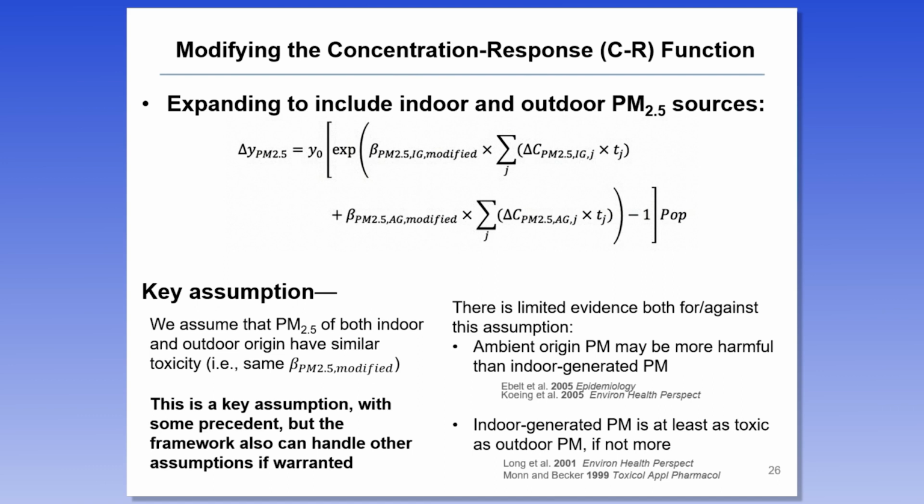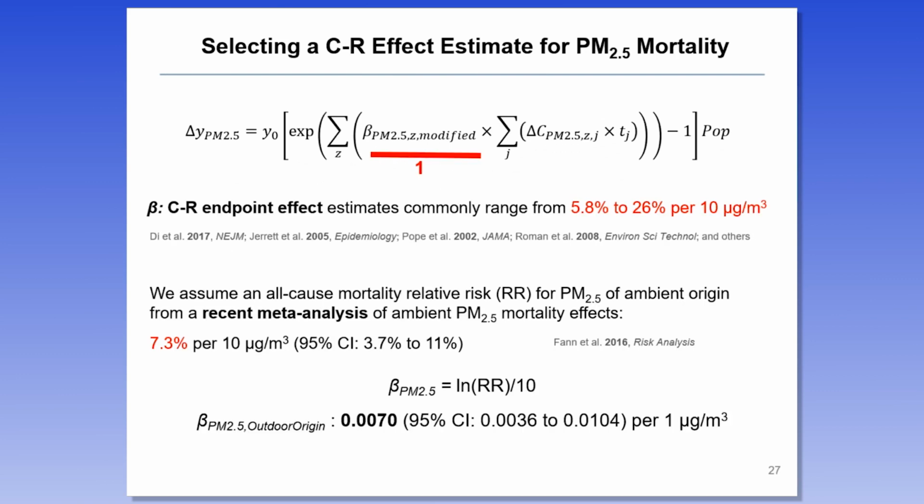Some of the studies showed that ambient origin PM is more harmful than indoor generated PM. But other studies showed that indoor generated particles are as toxic as outdoor PM, if not more toxic. So that's why we had to make a key assumption. We assume in our framework that both indoor and outdoor origin particles have similar toxicity, or a similar beta value. This is a key assumption. We know about that, but the framework that we are developing here can handle other assumptions if needed.